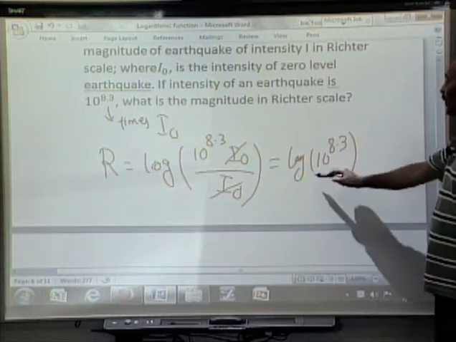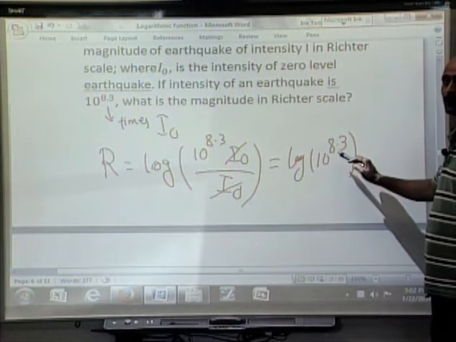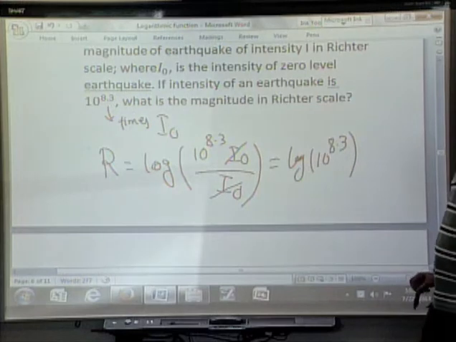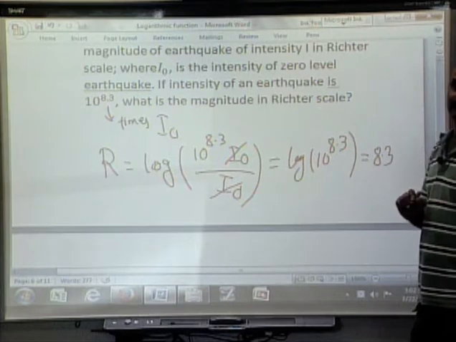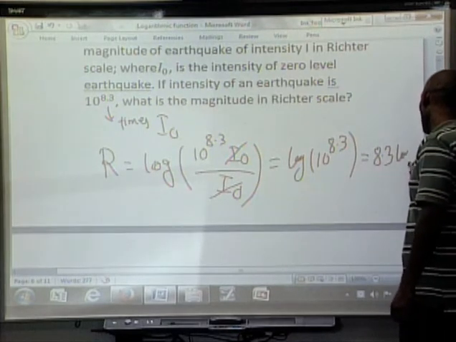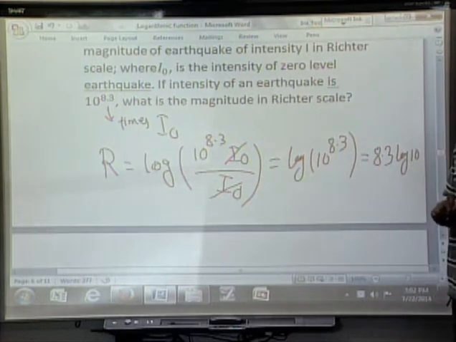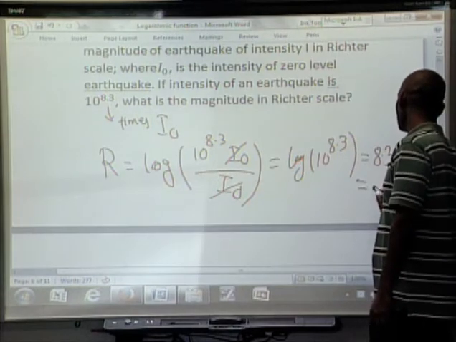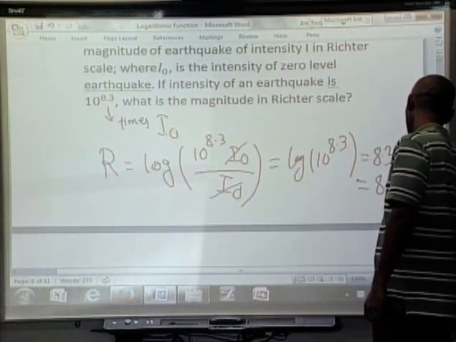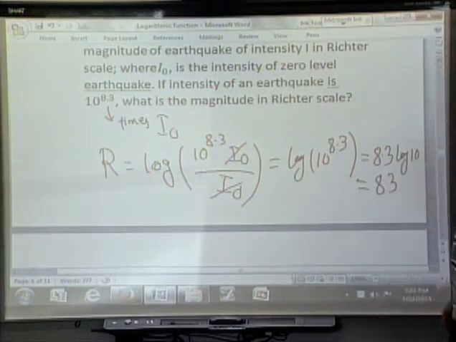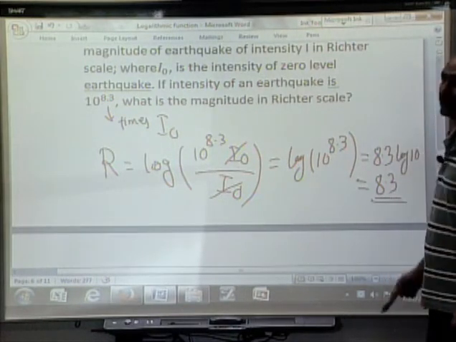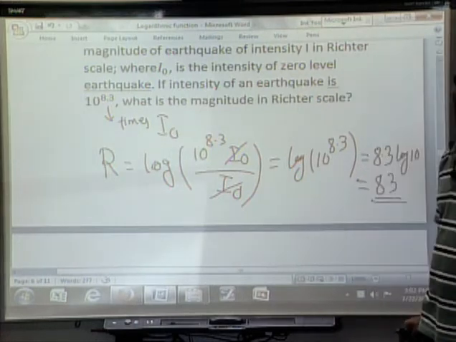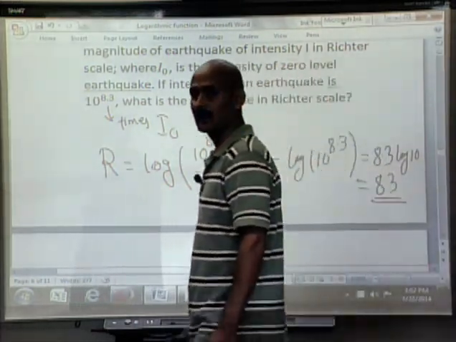Recall, log changes the exponent into multiplication. So, I can write this as 8.3 times log of 10, and log of 10 is nothing more than 1. If you want to use a calculator, that is fine, but log of 10 is 1 because 10 raised to the 1 is 10. So, the Richter scale of that particular earthquake is 8.3. It is a very, very dangerous earthquake.